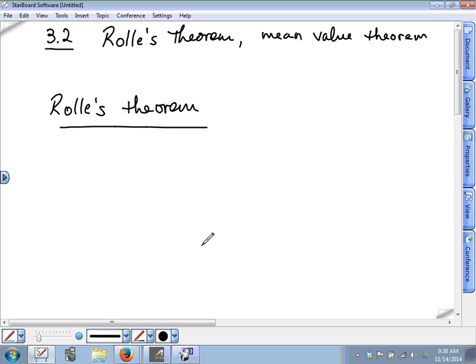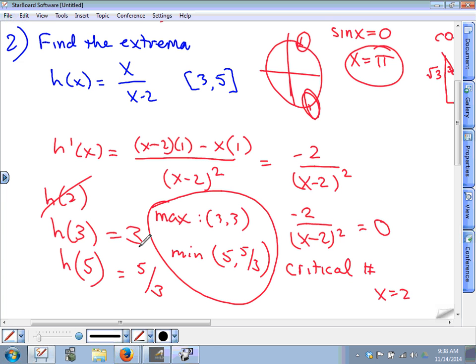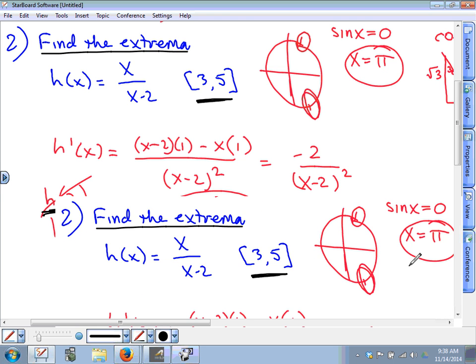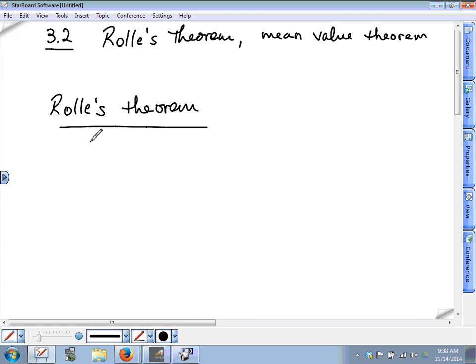I actually kind of want to refer back to the quiz we just took. All right. Question number 2. I asked you to find the extrema on this interval. Where did the extrema happen to be? On the endpoints of the interval. There was no extrema of this function inside that interval other than the endpoints, right? Even though we got a critical value here, why did that critical value not turn out to be an extreme? It's undefined. But Rolle's theorem addresses that kind of thing.